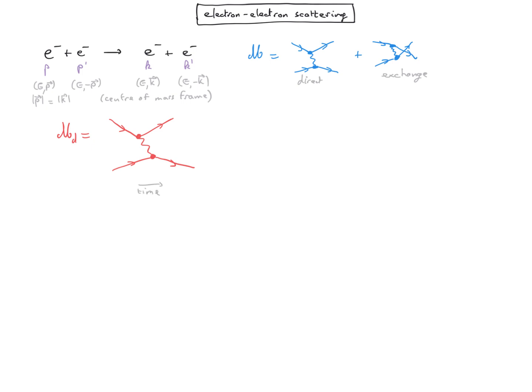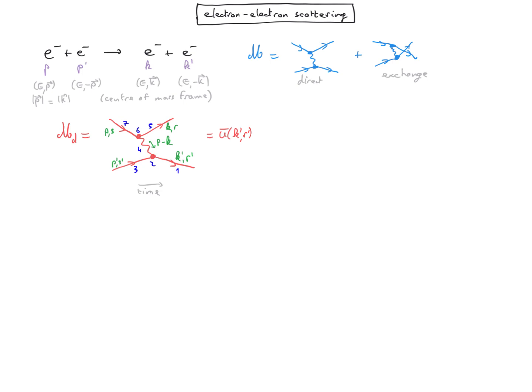The technique to write the amplitude is to read the diagram from right to left, so backward in time. We also need to label each line by its four-momentum and, for the fermionic lines, by their spin. For the photon, applying energy-momentum conservation at this vertex, we see that its momentum must be p minus k. So 1 corresponds to an outgoing fermion, therefore its spinor is u bar.